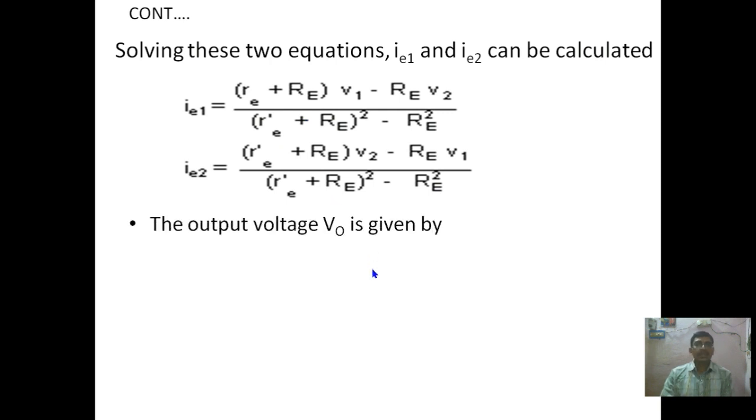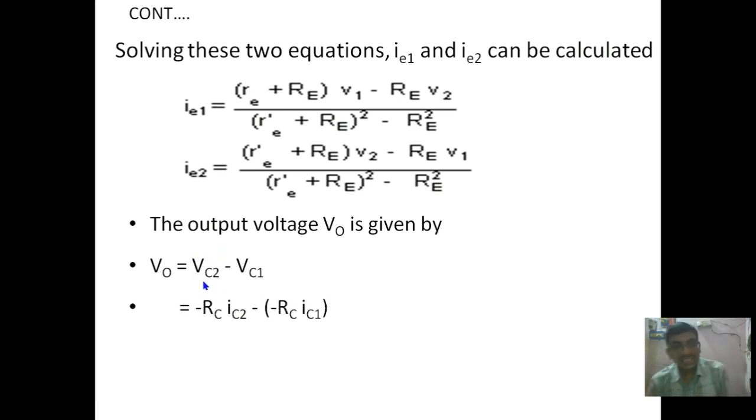Okay, the output voltage V0 can be given as V0 is equal to Vc2 minus Vc1, as we are taking the output between the two collectors of the transistors. Vc2, the second transistor collector voltage, minus the first transistor collector voltage Vc1. So V0 is equal to Vc2 minus Vc1. Okay, so Vc2 can be given as minus Rc into Ic2, and Vc1 can be given as minus Rc into Ic1.